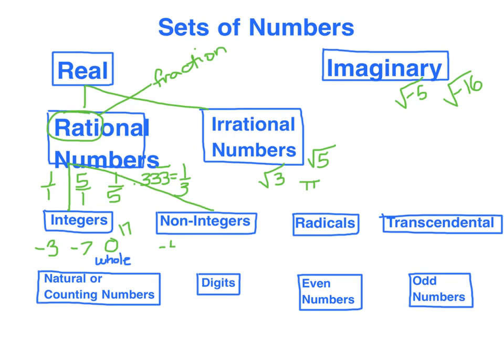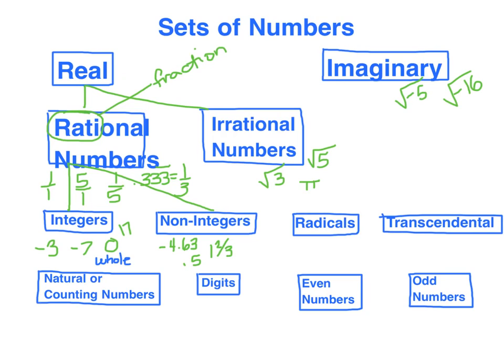So -4.63, I can make that into a fraction. It would be 4 and 63 over 100, or 1 and 2/3, or 0.5. All of those would be non-integers.